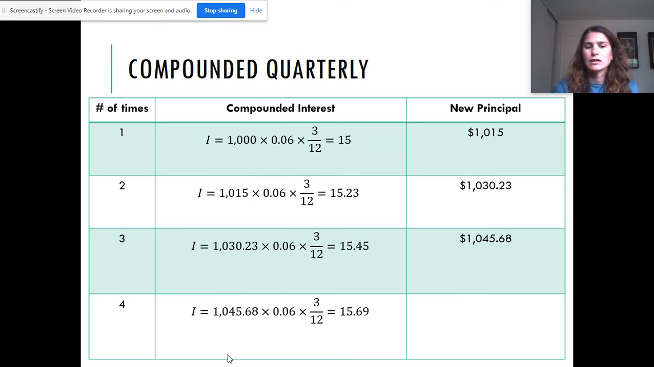Using our new principal for that last quarterly time, we're going to have that 1,045.68 be multiplied by the 0.06, same interest rate, and the same time, multiplied by 3, hit enter, divide by 12, and you get 15.69. Adding that 15.69 to the 1,045.68, you're going to get $1,061.37.